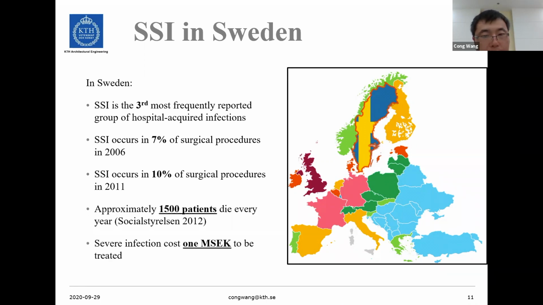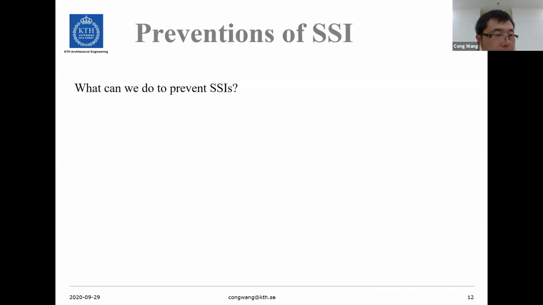Approximately 1,500 patients die every year, according to the Statistics Bureau of Sweden. And in Sweden, a severe infection can cost 1 million Swedish crowns to be treated. So what can we do to prevent surgical site infection?